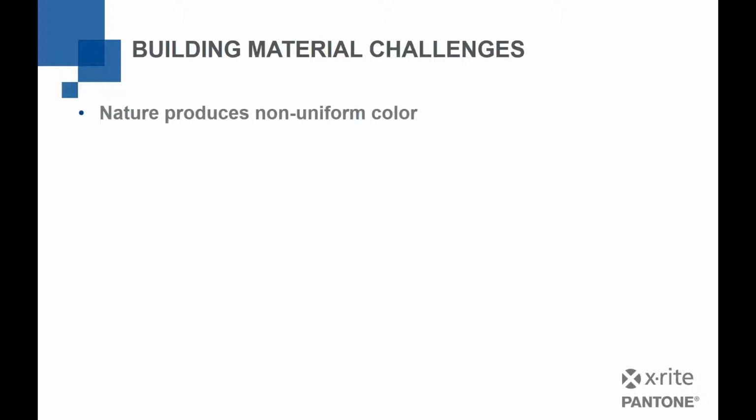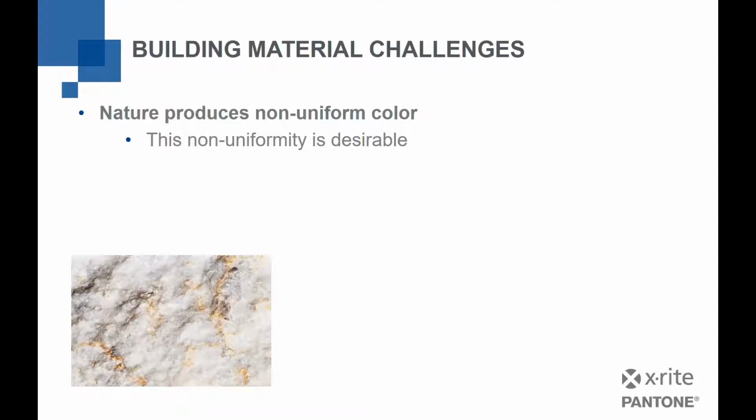So the first is a lot of building materials are natural, right? They're produced by nature: wood, stone, marble, granite. We can go on and on. Lots of naturally produced things, but nature produces non-uniform color. Whether you're looking at a flower or a leaf or a piece of wood or a piece of stone, right? It's not all the same color. It's got non-uniformity, but that is really the desirable part of it.